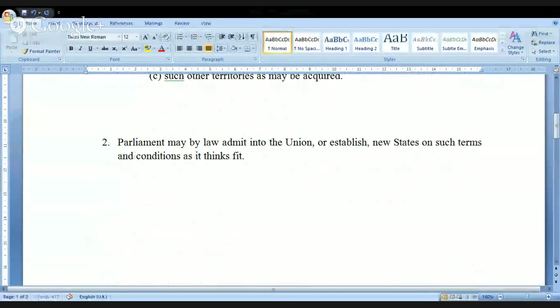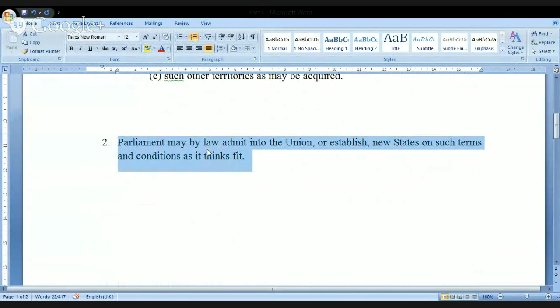Okay, look at this. So we are talking about Article number 2 of the Indian Constitution. Very, very simple one. Look at this. Parliament may by law admit into the Indian Union or establish new states on such terms and conditions. Kindly look at this one. Two important words are given here. Number one is this particular word, admit, and number two is establish. These two words have been given.